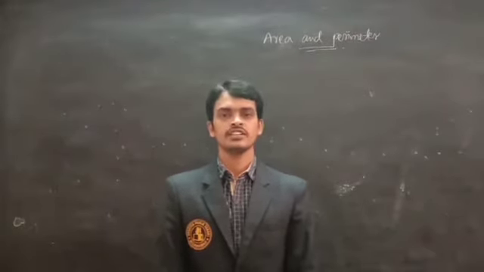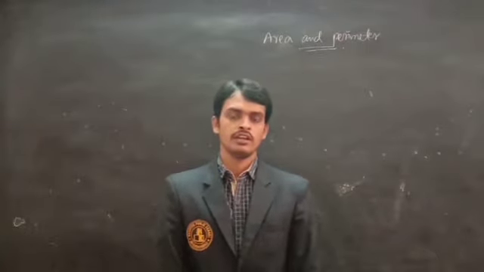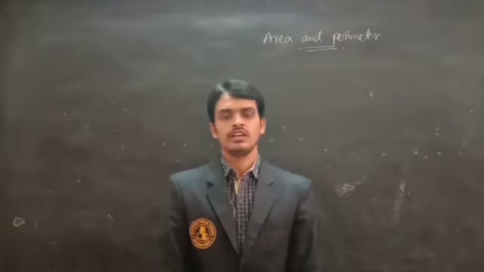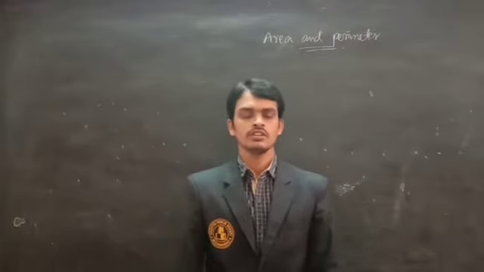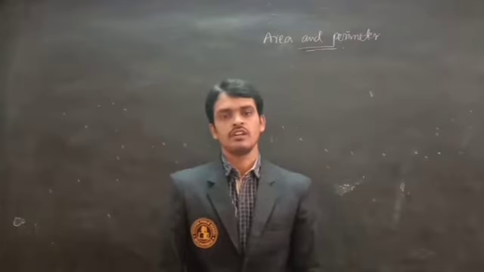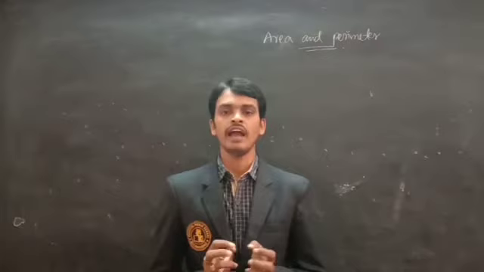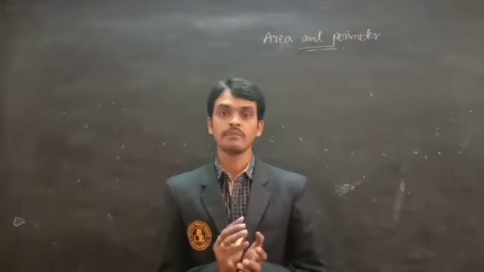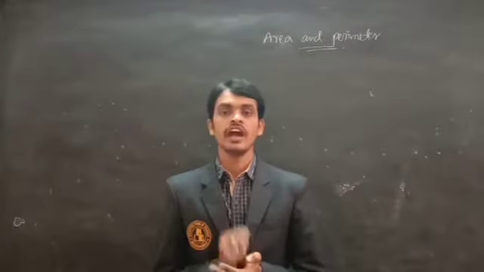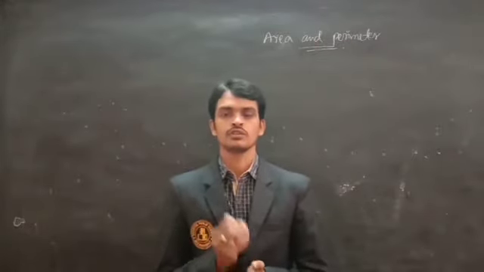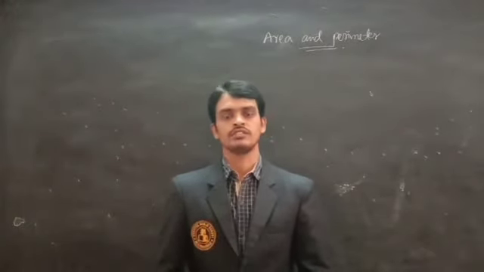Yesterday we discussed formulas of perimeter. Today we are going to discuss problems on area. These problems are of three types: type 1, type 2, type 3. Type 1 is easy problems, type 2 is average problems, and type 3 is higher order thinking problems. Today we are going to discuss type 1 and type 2 problems.